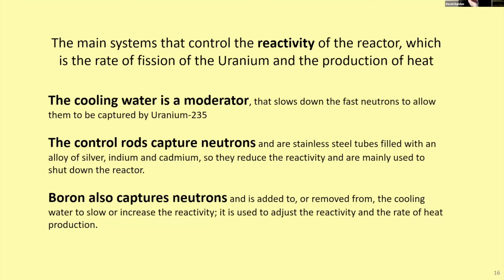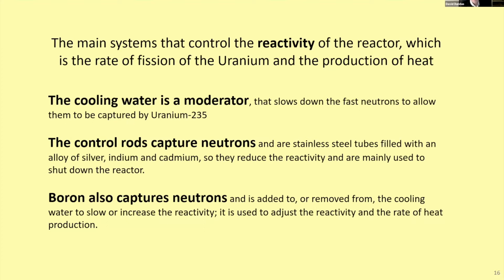The control rods capture neutrons. They don't do anything, they just simply absorb them. And the boron that you might add to the water also captures neutrons. So if you want to have a large amount of neutron capture, you don't have to rely just on the control rods. You can also have more boron dissolved in the water.